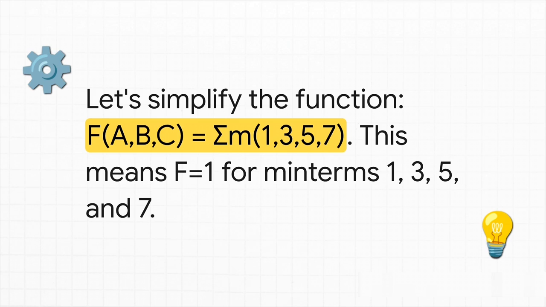Don't let the notation scare you. All this is saying is that our circuit is on, or has a value of 1, at 4 specific spots called minterms. In this case, at positions 1, 3, 5, and 7. So our mission is to put those ones on the map and see what pattern we can find.